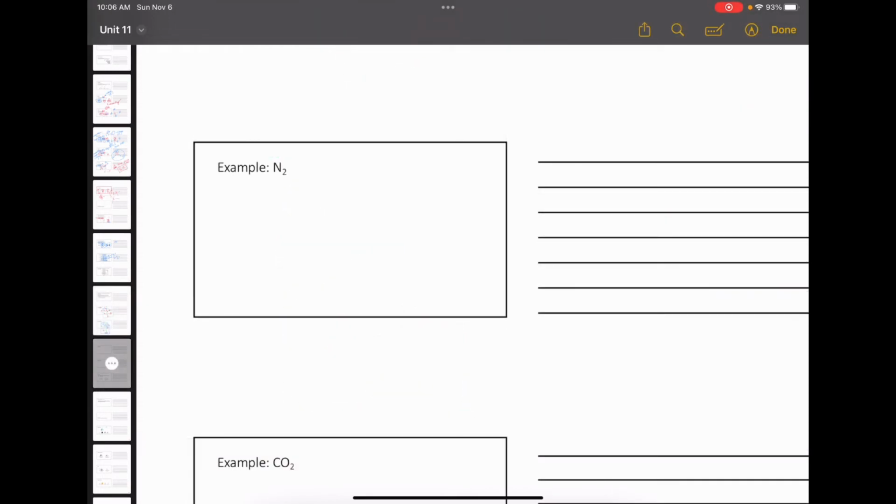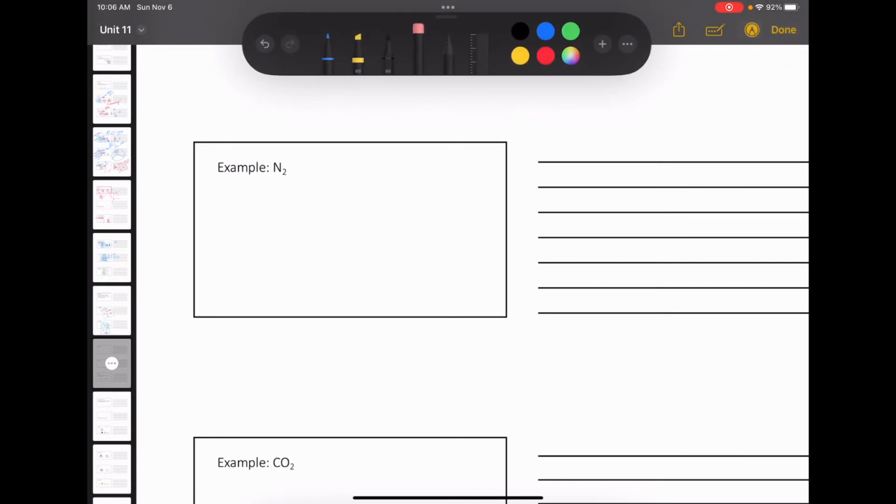Let's do now the nitrogen diatomic molecule. So first, what we need to do is write down our 2 atoms, correct? Now in this case, we don't have a central atom because we're talking about a diatomic molecule, which is nitrogen. So I will have 2 nitrogens on both sides.